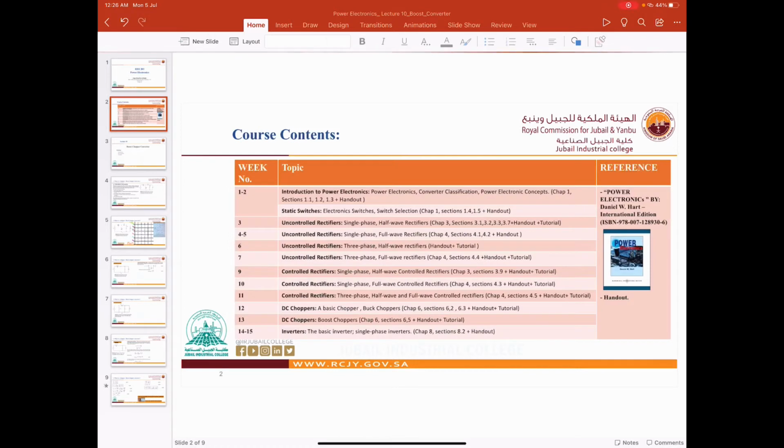Now in the previous lecture we discussed the DC choppers and we found out everything about the buck chopper, the principle of operation, and we analyzed the circuit and took some formulas in order to find some values, right? And today, inshallah, we will go through the boost chopper. It is in chapter 6, and you can find it in the handout, and chapter 6 in the textbook, of course.